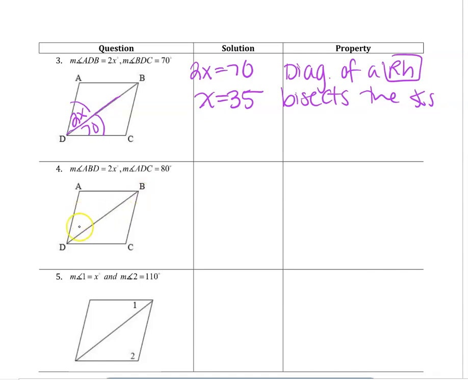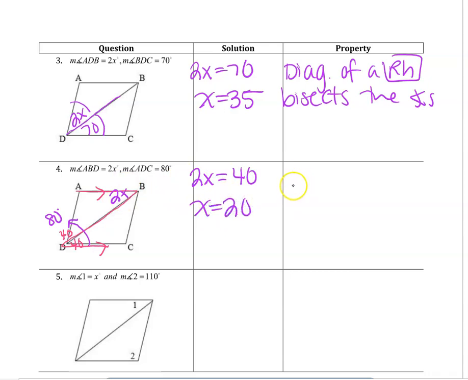Okay, ADB is 2x. Oops, labeled the wrong one. ABD is 2x. ADC is 80. Okay, so if that whole angle is 80, knowing that this is a rhombus, that means this angle is split into 40 and 40. Now, with that being said, I know that opposite sides of a rhombus will be parallel, so there's that Z shape. That means these are alternate interior angles. So that means in order to solve, I can say 2x equals 40, so x equals 20.